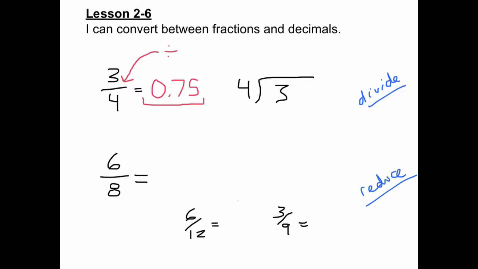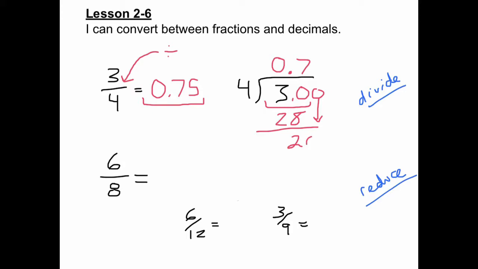To do that, I would put 4 divided into 3. But 4 does not go into 3 at all. That's how we end up with a decimal. So I have to add some zeros. 4 does, however, go into 30. 4 times 7 is 28. 30 minus 28 is 2. So I'm going to add another 0.